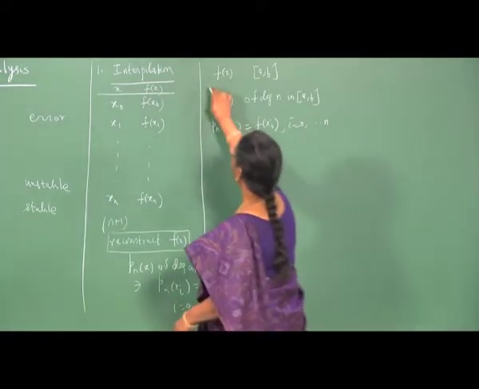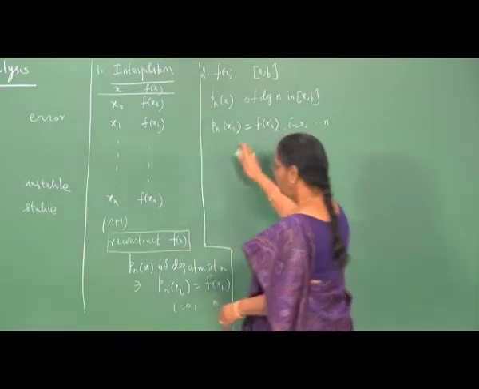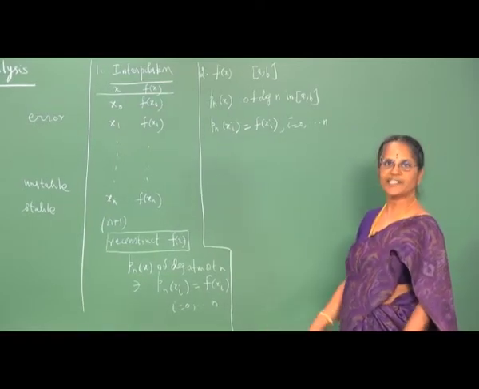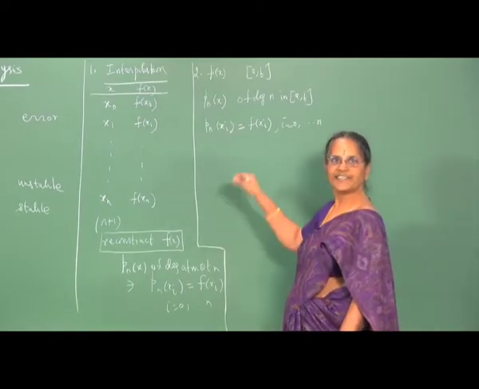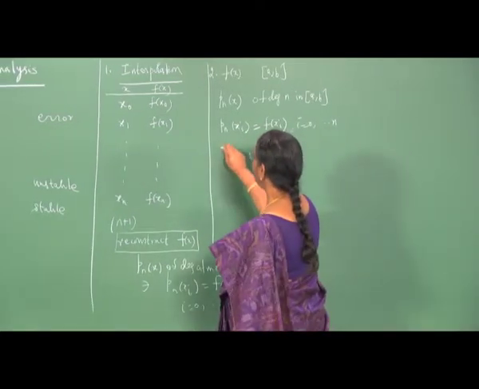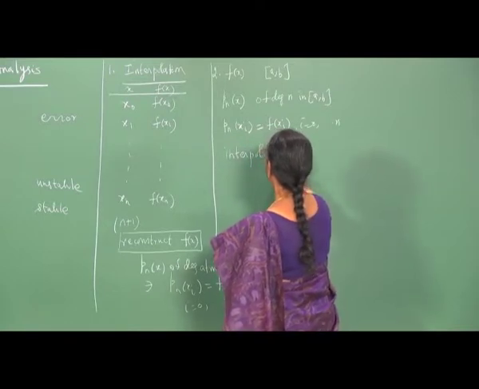When I do any of these, either problem 1 or problem 2, and seek a polynomial p_n of x that interpolates the function f of x at a set of given discrete points, then I am essentially doing interpolation by polynomial.